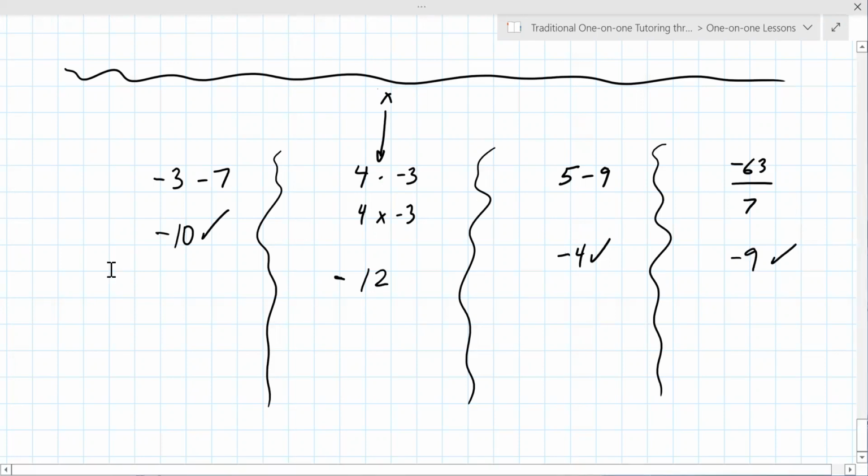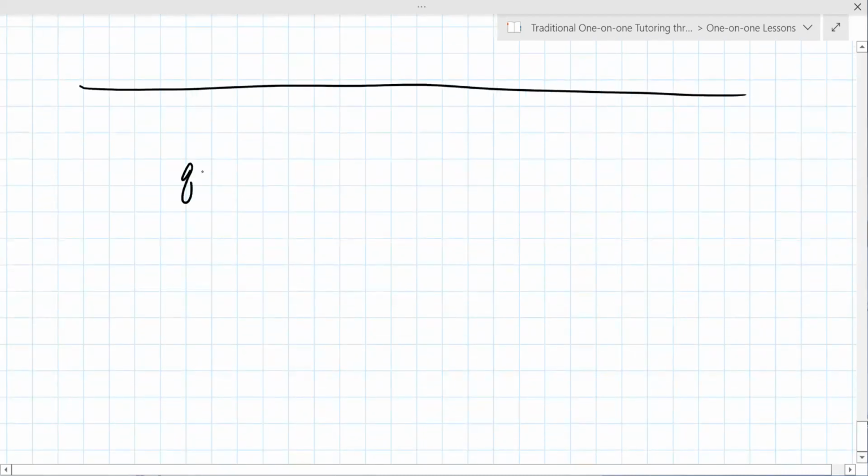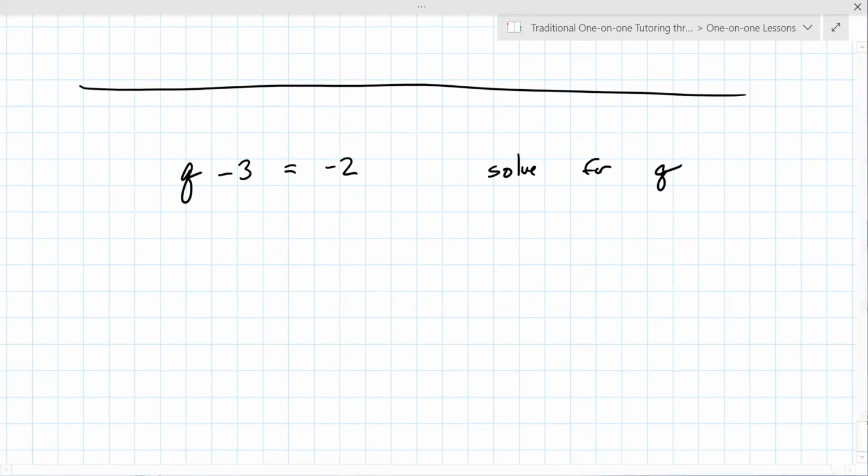Okay, all right, so that is probably it for us for tonight. I guess we can try one or two more here. Let's go with this one. q - 3 equals -2. Just try solving this one. Add the 3. Would it be -5? You're adding 3 to both sides.